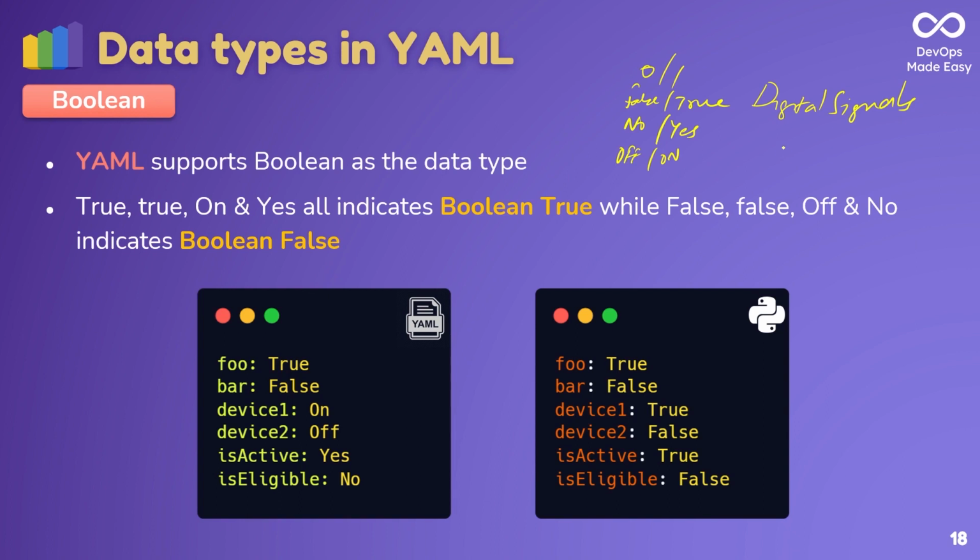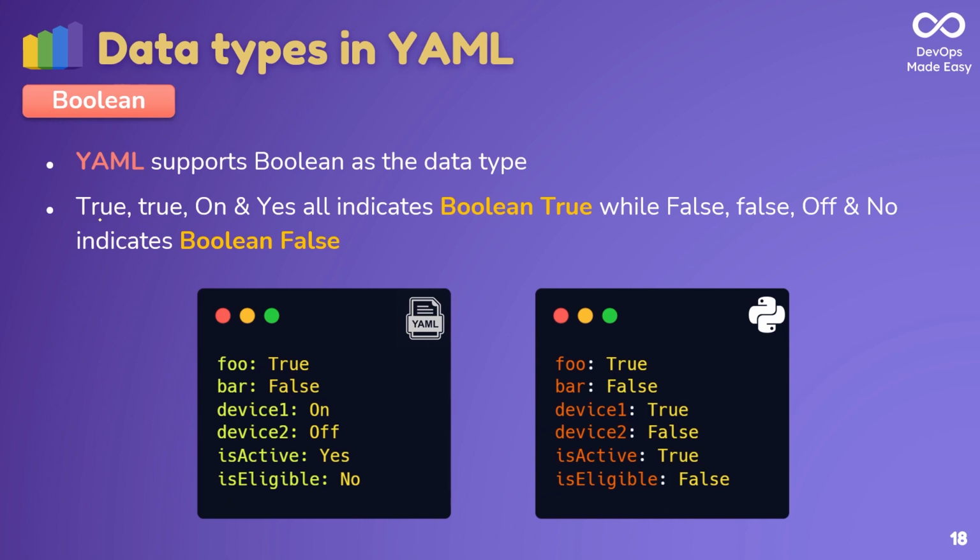Digital signals will have only zeros and ones. There are only two states, right? So either it can be a no state or a yes state, or it can be a high state, it can be a low state. Okay, so similarly, Boolean indicates a value that can only have two possible values.